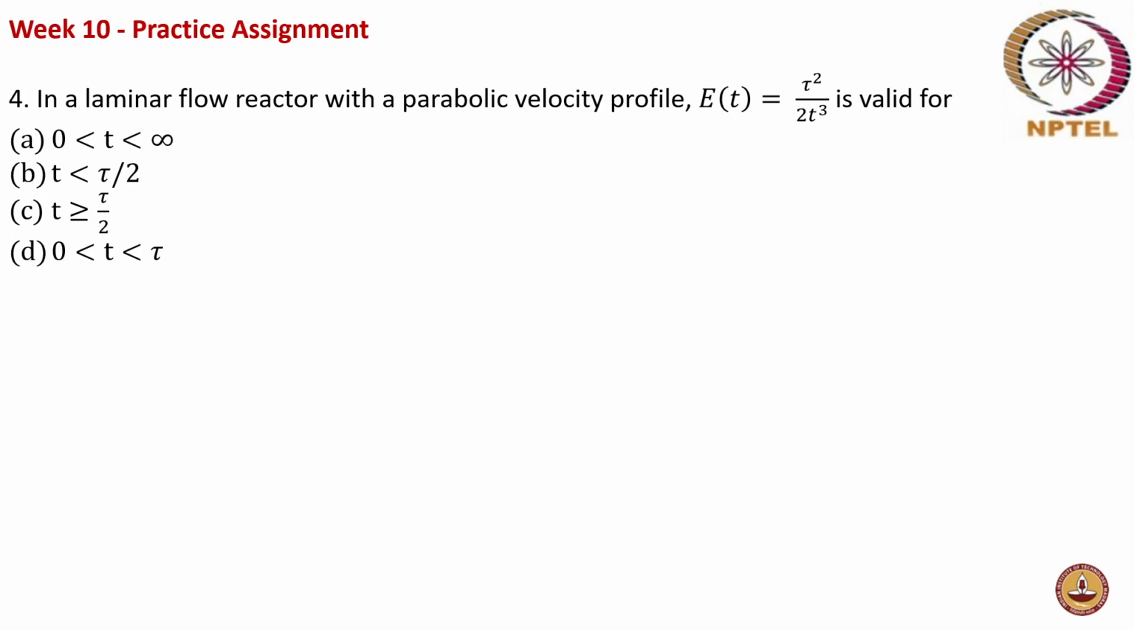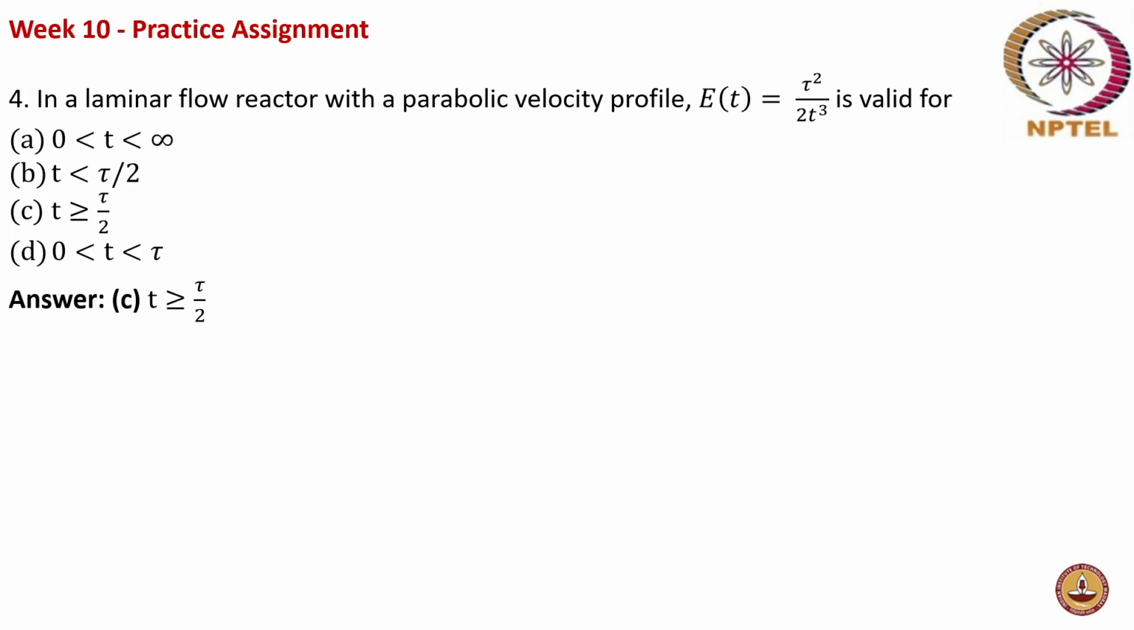So if we substitute that into the minimum time taken by the particles in the center of the laminar flow reactor, which have the maximum velocity, the time taken for it to exit the reactor will be equal to tau by 2. So this expression will be valid only if t is greater than or equal to tau by 2.